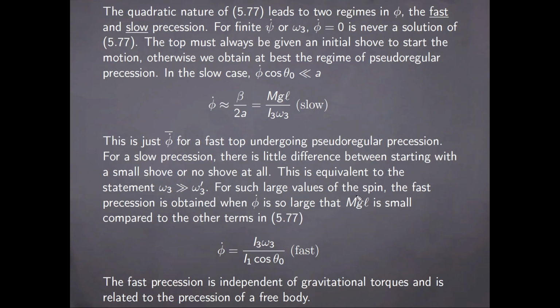For such large values of the spin, the fast precession is obtained when the derivative of phi is so large that the maximum value of the potential energy is small compared to the other terms in 577. And this leads to the fast precession regime, which, as you see in the expression here, is independent of gravitational torques, and thus it is related to the precession of a free body.